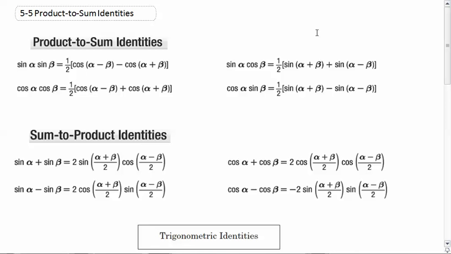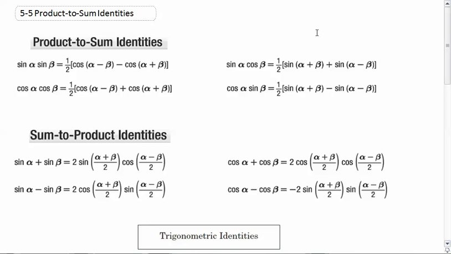This lesson is 5.5. This is product to sum identities. So what this means is if we are given a product, if we have sine of alpha times sine of beta, for example, or sine of alpha times cosine of beta, or cosine of alpha times cosine of beta, or cosine of alpha times sine of beta, we can rewrite these as an addition or a sum instead of as a product. Right now it's times and we want to change it to plus. So we're saying product to sum.